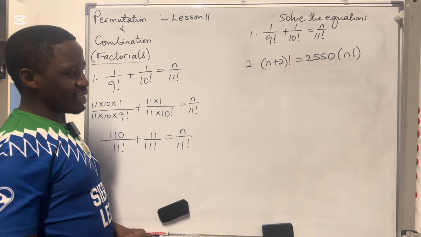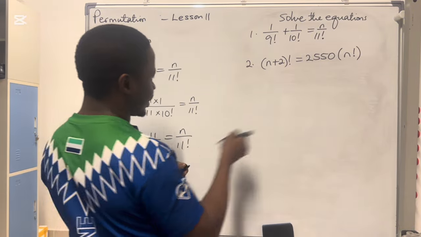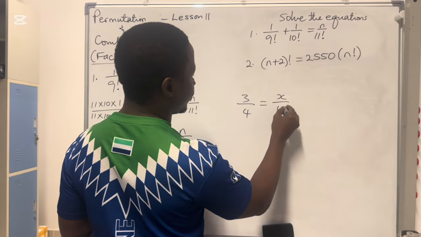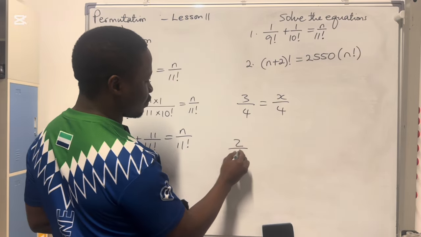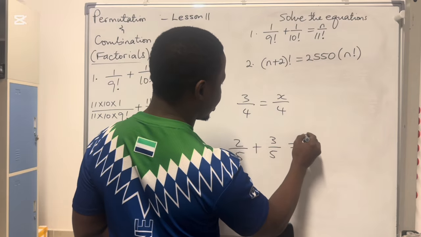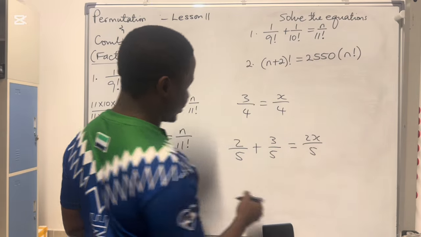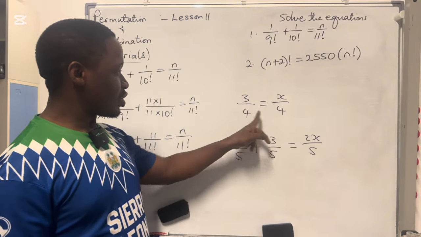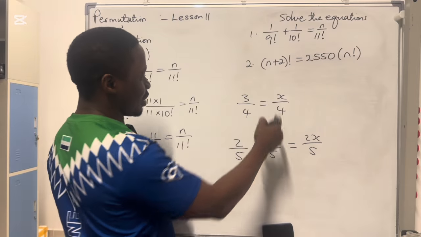All right, so let's see another concept here. 3 over 4 equal to x over 4. The denominators are the same, one term equals one term, so just ignore them. x is 3.